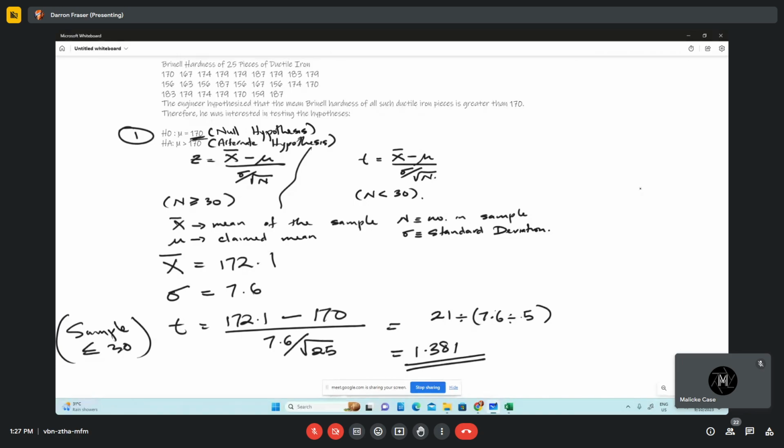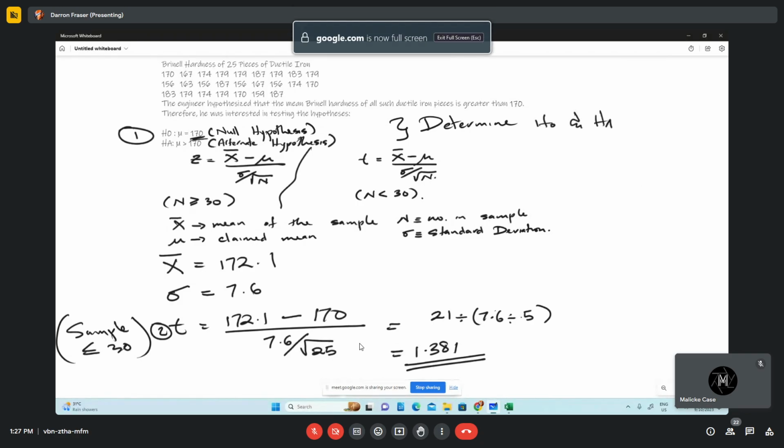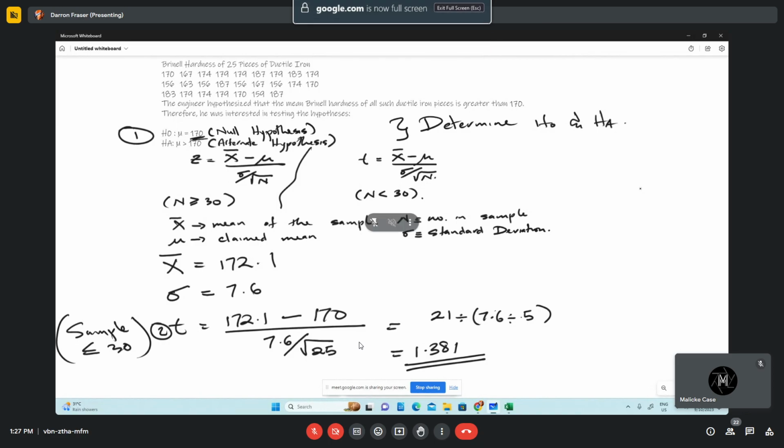So our first job is to set up and state the hypothesis. Our second thing that we have to do is calculate. So the first thing you do is determine H0 and HA, determine what our hypothesis is. Then the next thing is to calculate T.